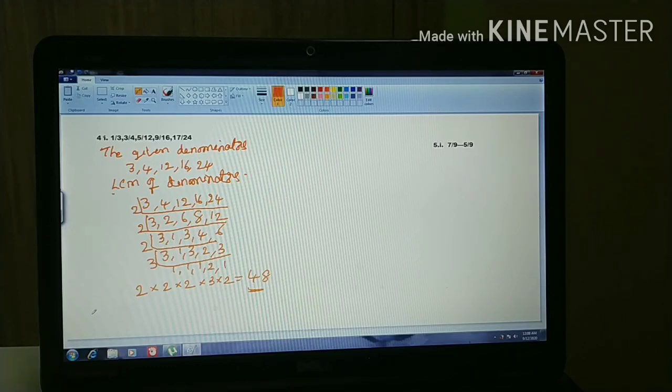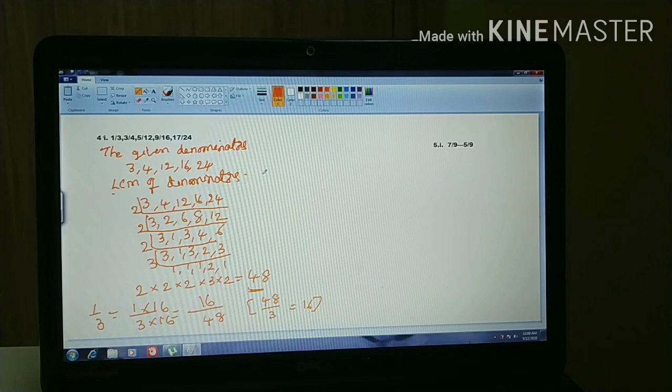Okay, see. Write down the first one, 1 by 3. So we have to multiply with which number here? We have to get 48. For that you have to divide the LCM with the denominator 3. So you get here 16. So you have to multiply both numerator and denominator with 16. 16 ones are 16, 16 threes are 48. Okay, see like that.